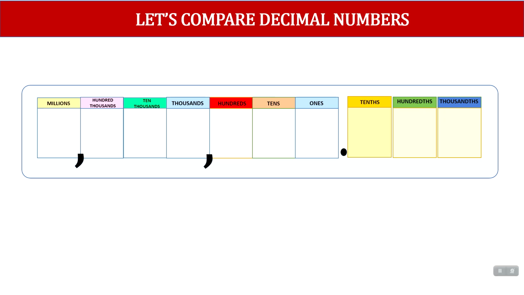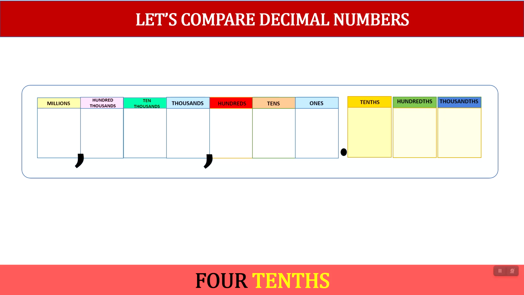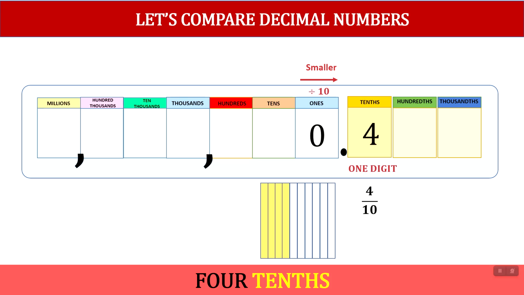Now let's look at decimal numbers. If we wanted to look at 4 tenths, we would put a 4 in the tenths column. Again, that occupies one digit. One digit after the decimal is tenths. And we put a 0 in the ones column. To go from ones to tenths, it is dividing by 10, and the numbers get smaller. 4 tenths we can represent by 4 out of 10, represented here in this diagram. 4 strips out of 10 strips.